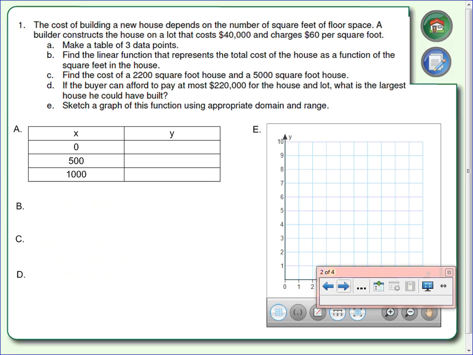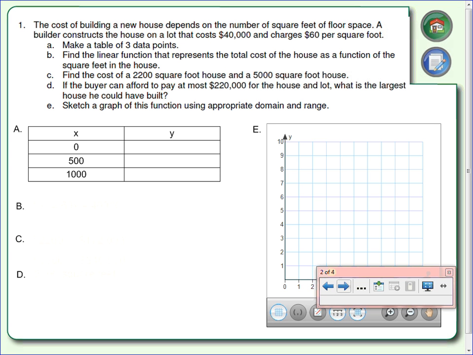Label it number 1, A. Draw yourself a table just like I have up here. Label it with X and Y columns. And underneath the X column, we're going to put the numbers 0, 500, and 1,000. Copy what you see right here on A. Yes, on that separate sheet of paper.